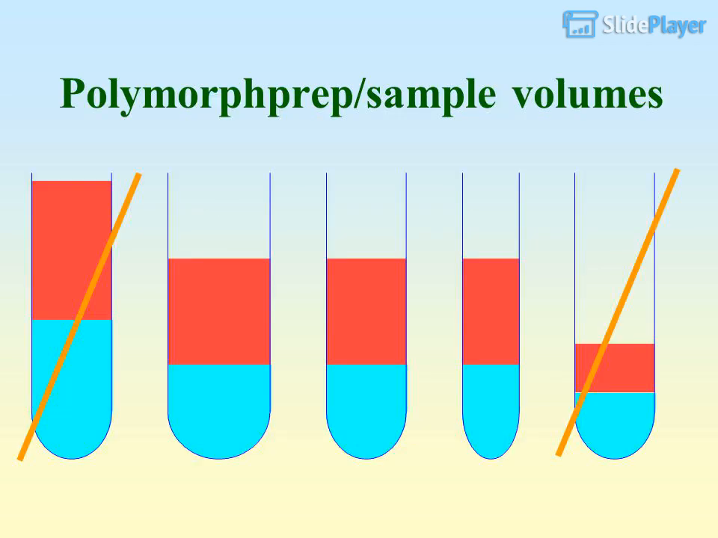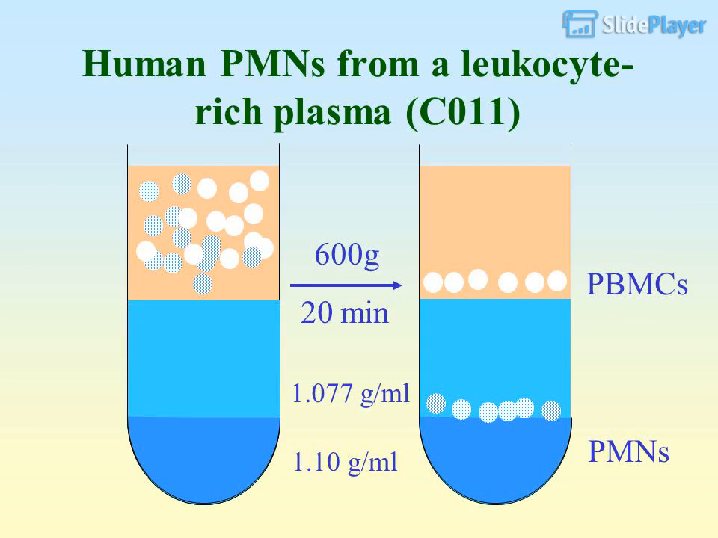Polymorphprep sample volumes. The distance from the bottom of the tube to the interface and to the meniscus of the blood, obtained when using the standard format of 5 ml plus 5 ml in a 15 ml tube, must be maintained when either larger or smaller volumes of blood and medium are used. Human PMNs from a leukocyte-rich plasma.